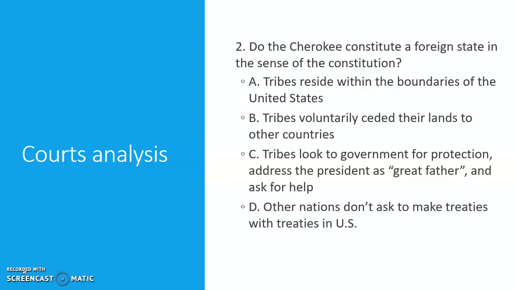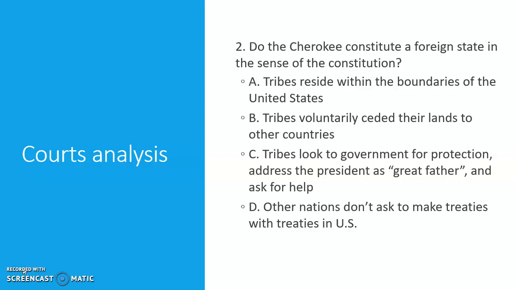So in the court's analysis, they say, hey, tribes reside within the boundaries of the United States. In that they reside within the United States, they have voluntarily ceded their lands to other countries, namely the French, the British, and the Spanish, in treaty negotiations. However, in their negotiations with us currently, even though they signed those treaties, they look to us for protection, address the president as a great father, and ask for help. They're given different provisions and supplies as part of that treaty.